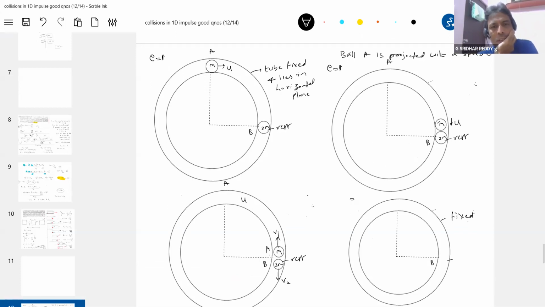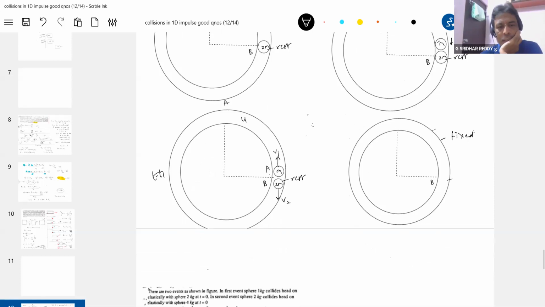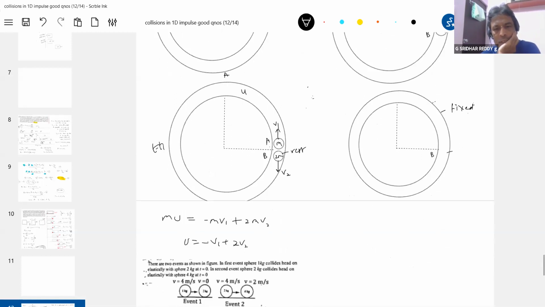This is at t equal to 0. The collision will occur at time t1. This was the time t1. Again, what happened? One more collision will occur. After what time will the second collision occur? That's the question. So first we'll calculate v1, v2. So mu should be equal to minus mv1 plus 2mv2, so u equals minus v1 plus 2v2. Then the coefficient of restitution formula.